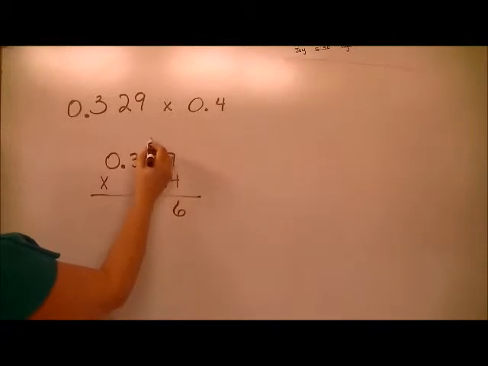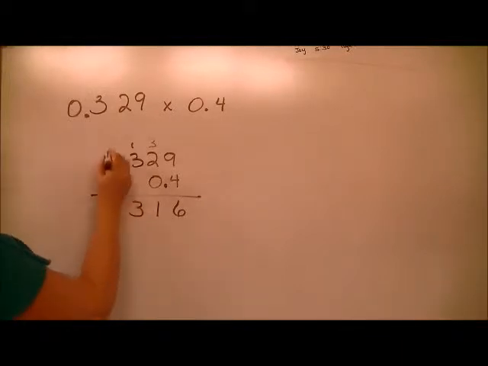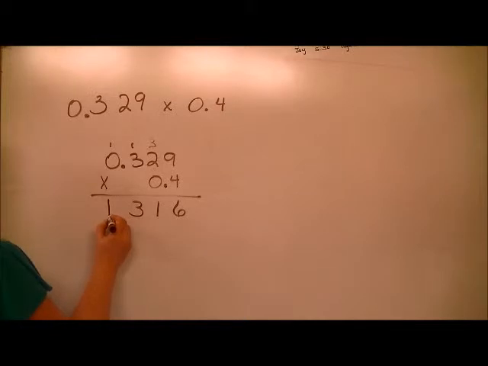That's 36, carry your 3, 8 and 3 is 11, carry your 1, 4 times 2 is 12, plus 1 is 13, carry 1, 4 times 0 is 0, plus 1 is 1.